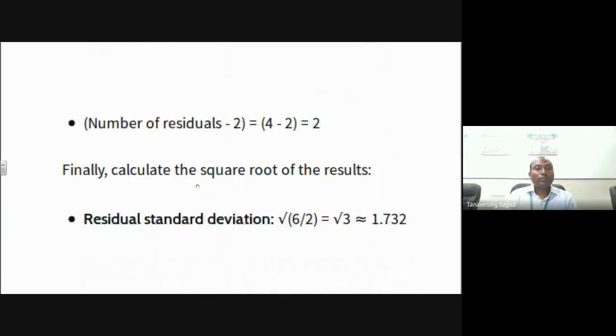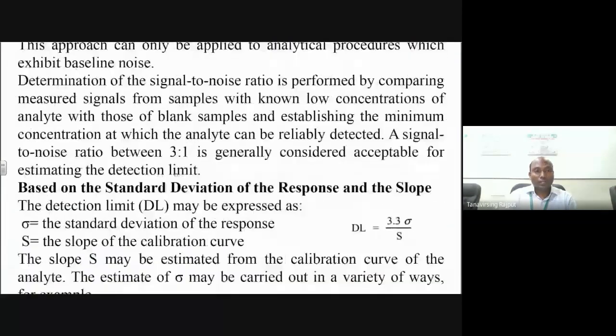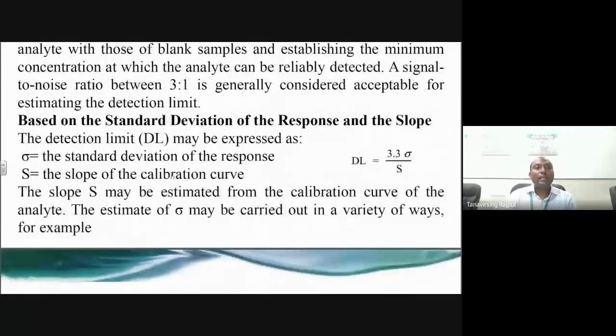That is the second approach, based on signal to noise ratio. We can use a third approach, which is calculation. For that purpose, we can use the formula 3.3 times sigma divided by S. Here sigma is the standard deviation of the response, and S is the slope of our calibration curve.